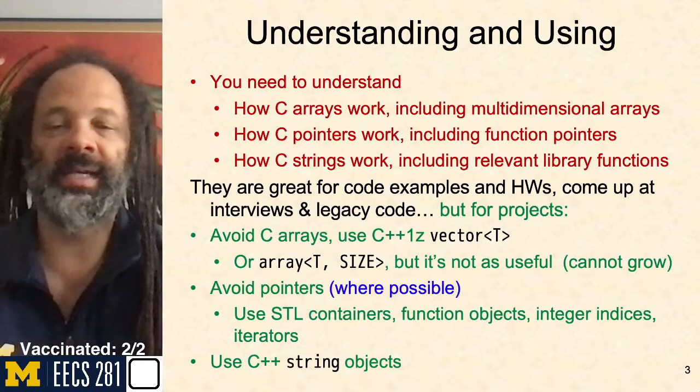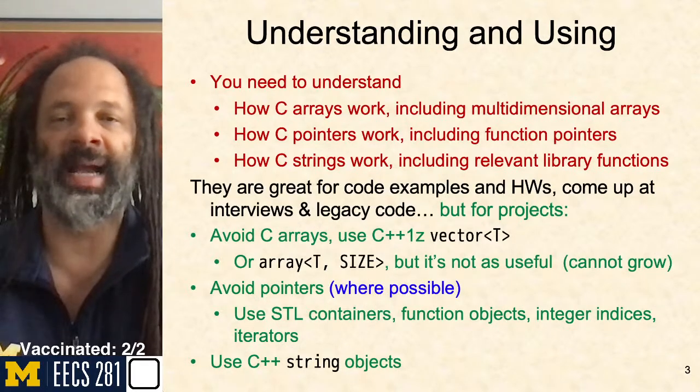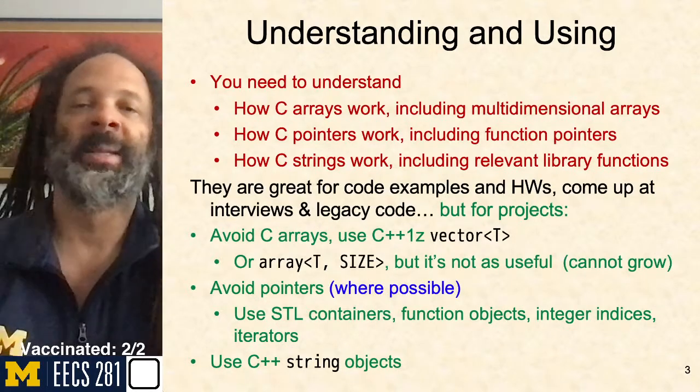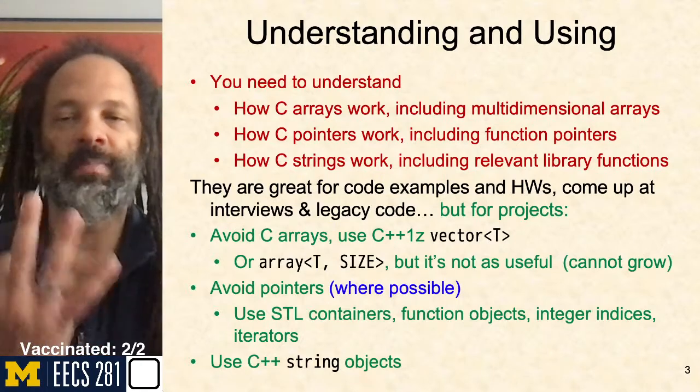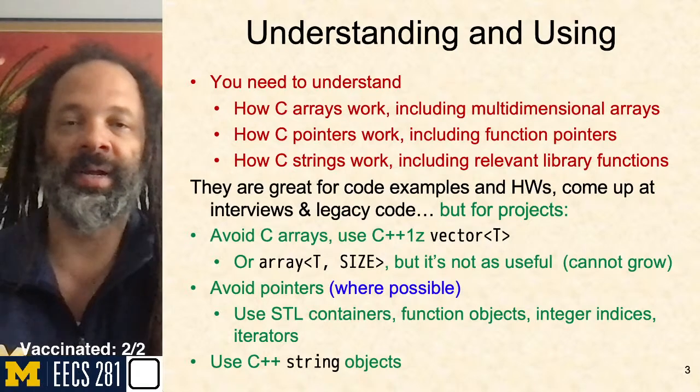So we're going to avoid using C arrays. Instead, we're going to use vectors. Vector templates are great for us. They give us dynamic memory. That's important to remember. A vector is 3 pointers in the local scope. The rest of the memory is dynamic.